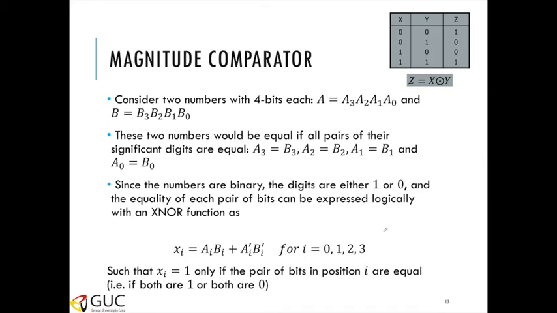Now, we don't really care if they're equal to 0 or equal to 1, but we do care that both digits of Ai and Bi are exactly the same. So for equality, it really is easy. We just need something that implements this for every value of i going from 0 all the way to 3.